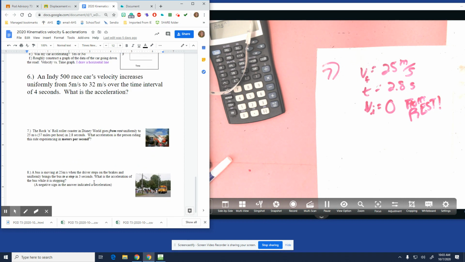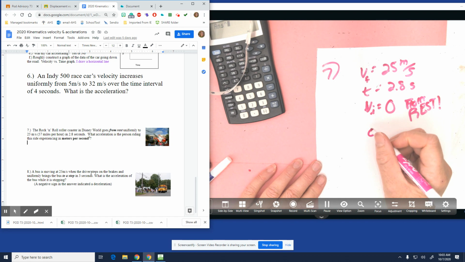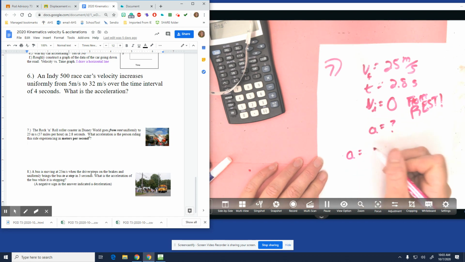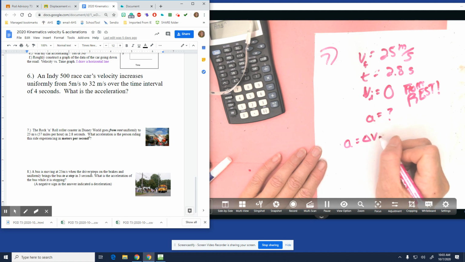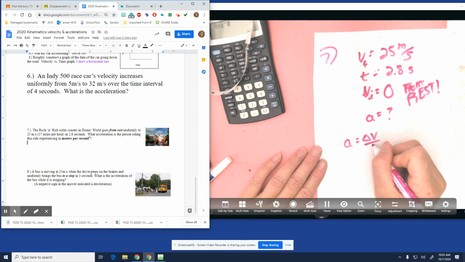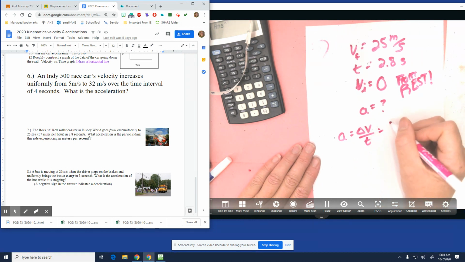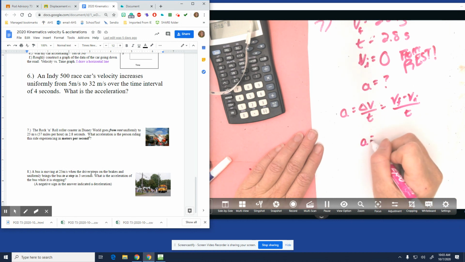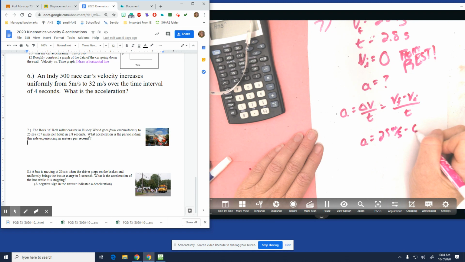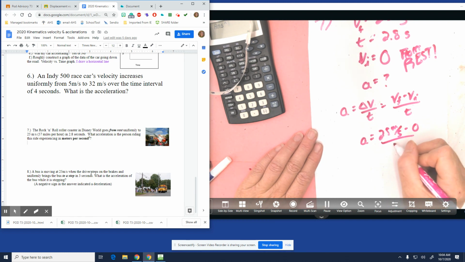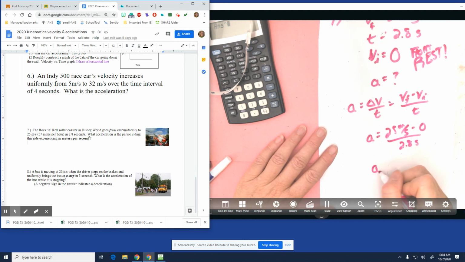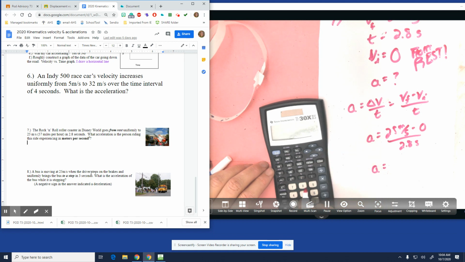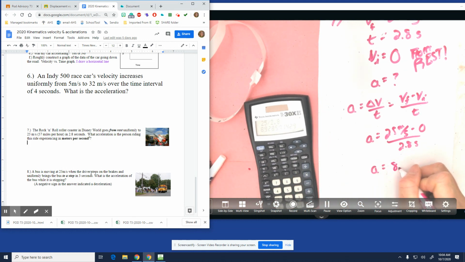Okay. So I'm trying to find the acceleration. A is, I use that equation, delta V, which means change in velocity. You went from 0 to a final speed in a certain amount of time, so that's your acceleration. You're going to do V final minus V initial divided by time. The acceleration is 25 meters per second minus 0 divided by 2.8 seconds. Now I plug this in. 25 divided by 2.8 is 8.9.